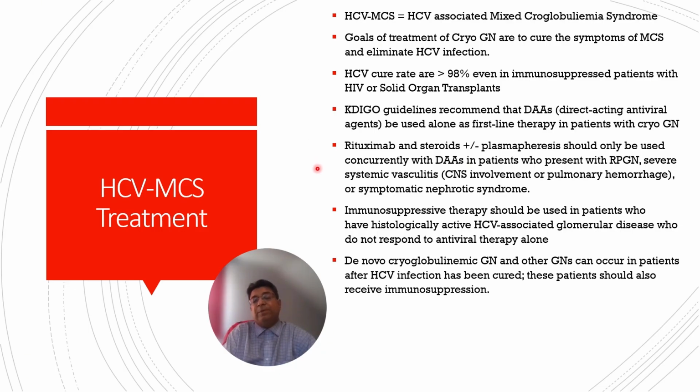Rituximab and steroids plus or minus plasmapheresis should only be used concurrently with direct-acting antiviral agents in patients who present with 1. RPGN, 2. Severe systemic vasculitis, including CNS involvement or pulmonary hemorrhage, or 3. Symptomatic nephrotic syndrome. Immunosuppressive therapy should be used in patients who have histologically active hepatitis C virus-associated glomerular disease who do not respond to antiviral therapy alone. De novo cryo and other GNs can occur in patients after hepatitis C virus infection has been cured, and these patients should also receive immunosuppression.